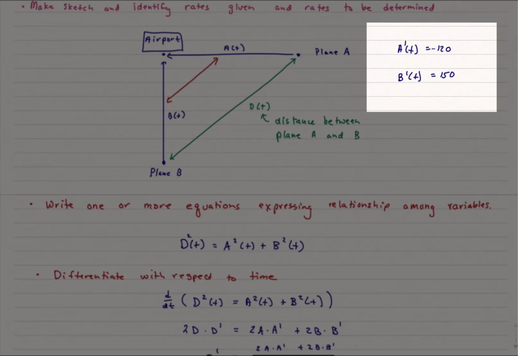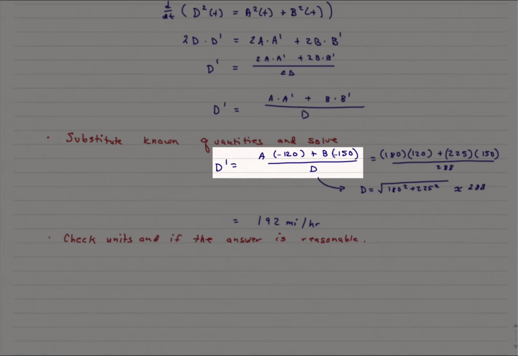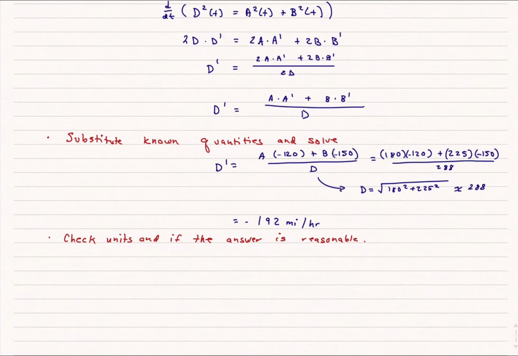That rate of change is actually negative 120. And b prime is equal to negative 150. That is, as time goes by, I get closer and closer to the airport. My distance is decreasing. If that a prime was actually negative, when I go to this step, I'd have negative signs there and negative signs there, and I would end up with negative 192 miles an hour. So this is a very important last step because it's easy to make mistakes about positive or negative rates of change. You could have gotten a correct answer of 192 except for the sign.